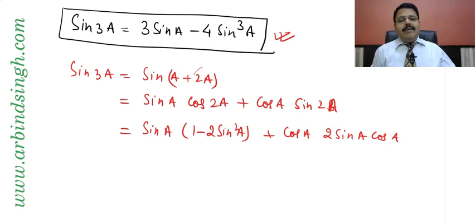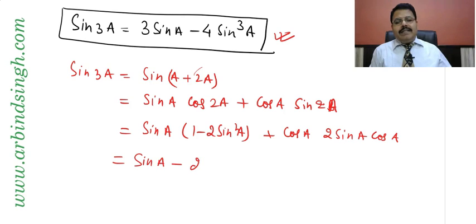And sin 2A can be written as 2 sin A cos A. Why not 2 tan A upon 1 minus tan square A? Because we do not need any term of tan theta, we don't require that. That is why we can't use those formulas. We use 2 sin A cos A.